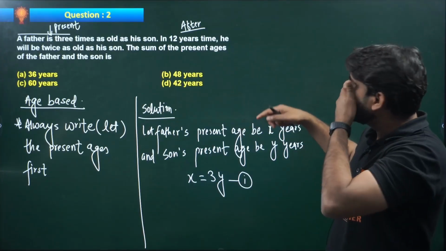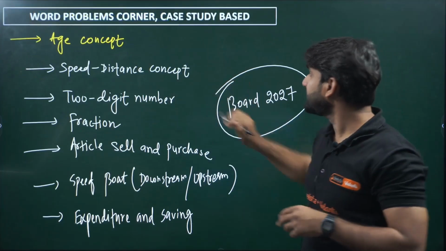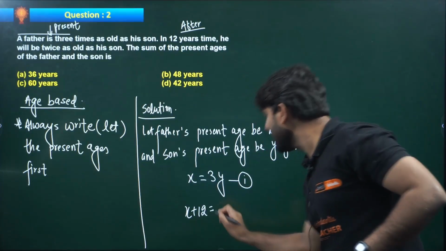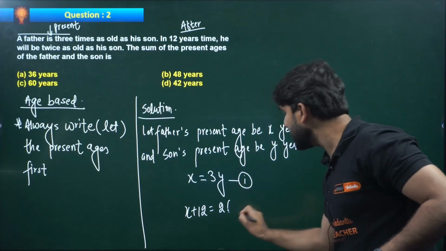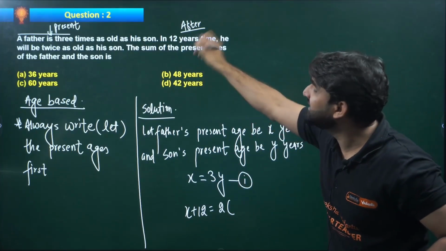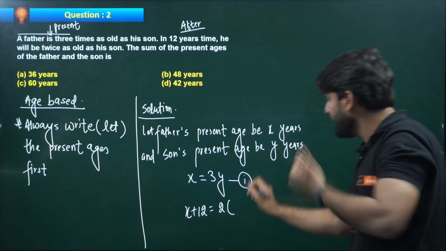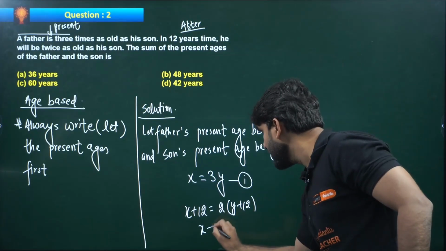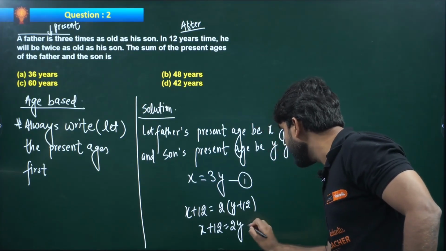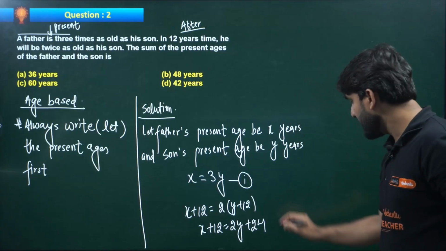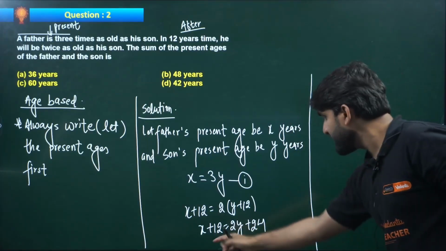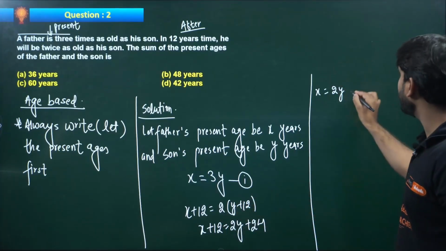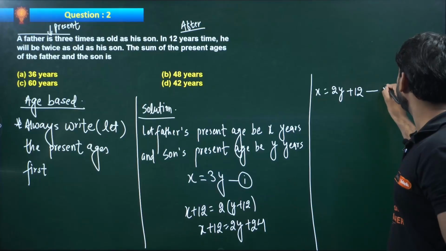Okay. So in 12 years, he, means the father, will be x plus 12, which is equal to twice, so 2 into, as old as his son at that time, after 12 years. So the son will also be 12 years older, so y plus 12. Open the bracket. x plus 12 is equal to 2y plus 2 times 12, which is 24. Now solve this. So x is equal to 2y, and 12 will go there. So 24 minus 12 will be 12. So this is the second equation.